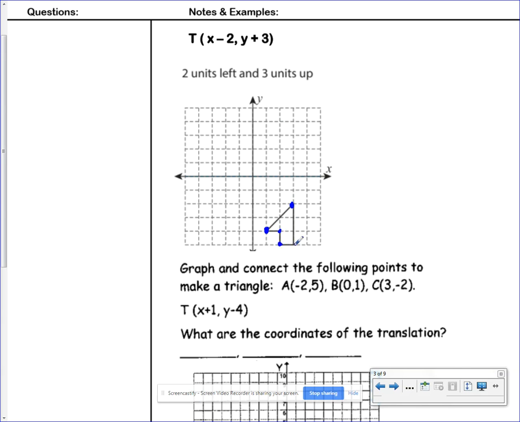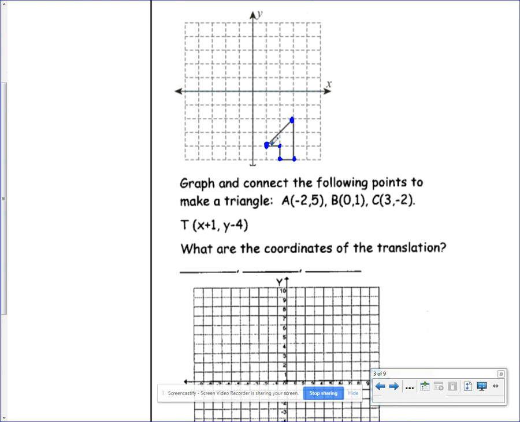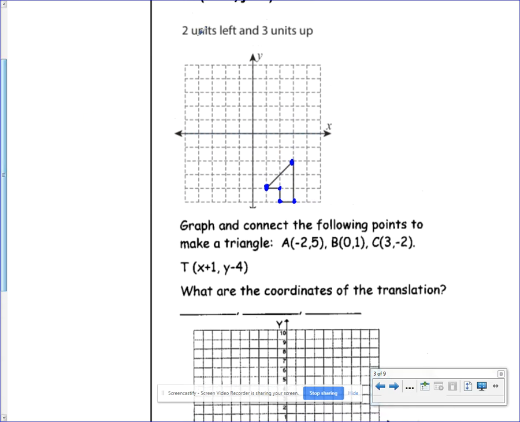On this one, the main points, or coordinates, I've got 1, 2, 3, 4, 5. So I don't want to lose what I have to do here. 2 units to the left, 1, 2, 3 units up. So this point goes here. I'm going to do this top one next. 2 units left, 3 units up.